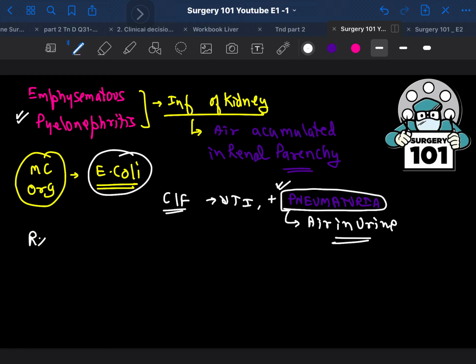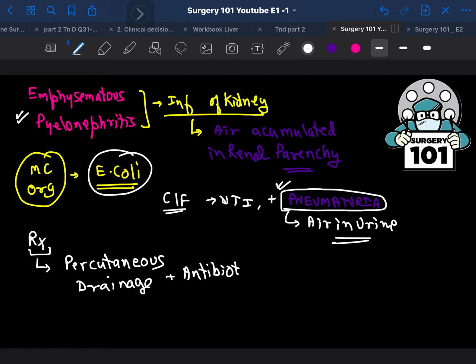Now lastly, what about the treatment? How do you manage this particular patient? So you go in for percutaneous drainage. Okay, you go in for percutaneous drainage along with antibiotics. And if the patient doesn't respond, if this particular treatment fails, then you have to go in for surgery. You have to go in for a nephrectomy.